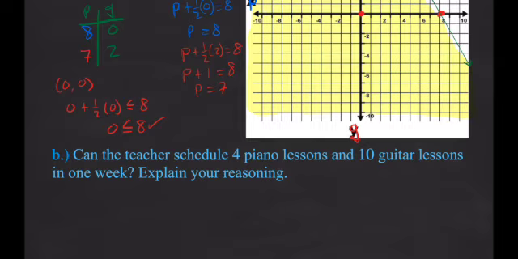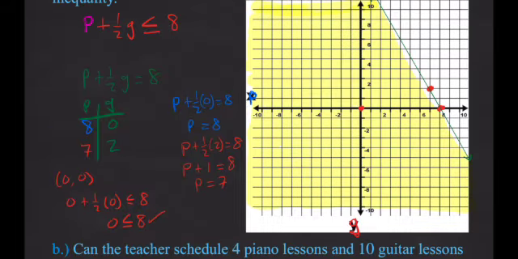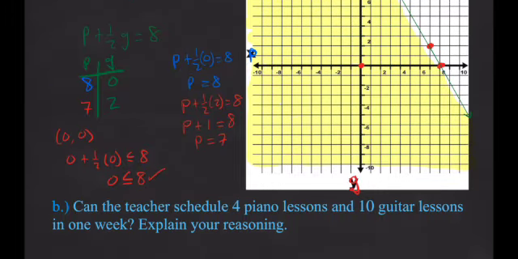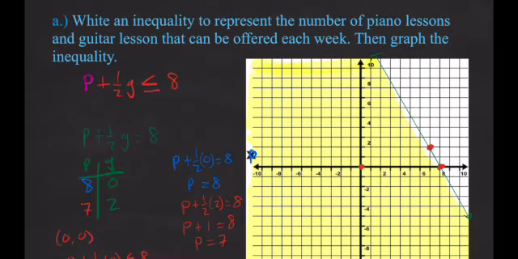Last part, part B. Can the teacher schedule 4 piano lessons and 10 guitar lessons? Well, we have the solution set, so now let's figure out where this is on the graph. 4 is the P, the x-axis. 10 is the G, the y-axis. So let's put that on the graph. So 4, 10. That would be right here. That's on the opposite side of the shaded region, so no, he would not be able to.